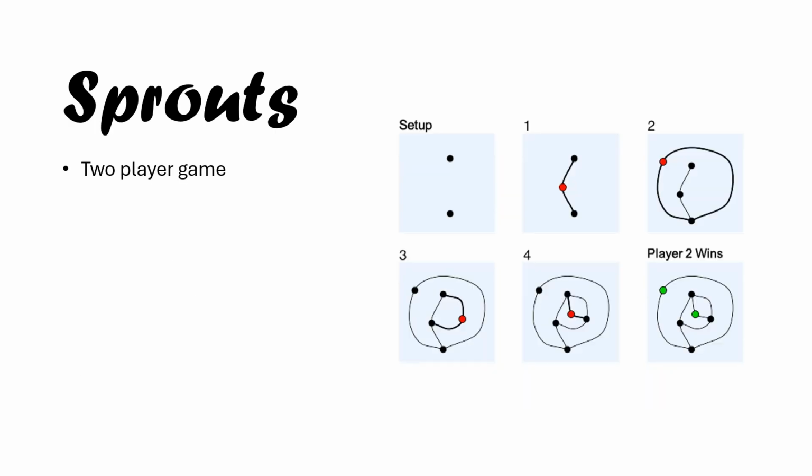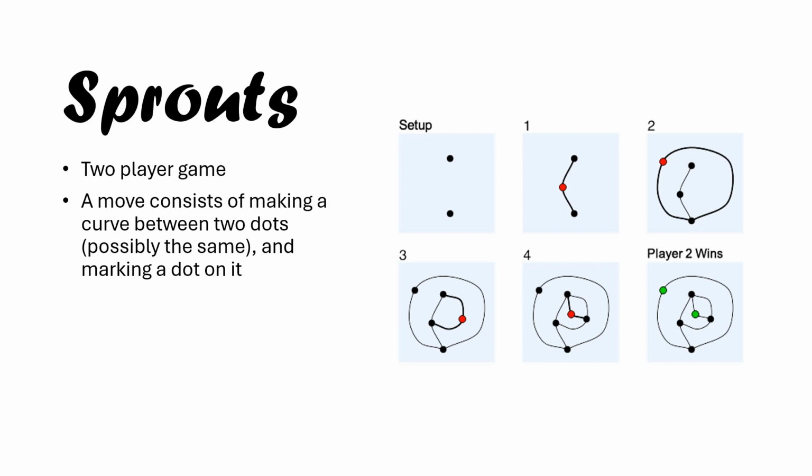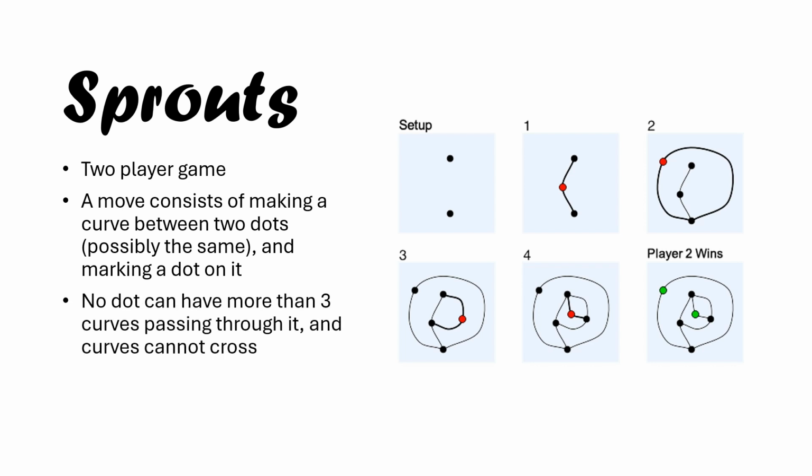Sprouts is a 2-player game. In each person's move, they can make a curve between 2 dots and mark a dot on it. No dot can have more than 3 curves passing through it, and curves cannot cross. The player who makes the last move wins.